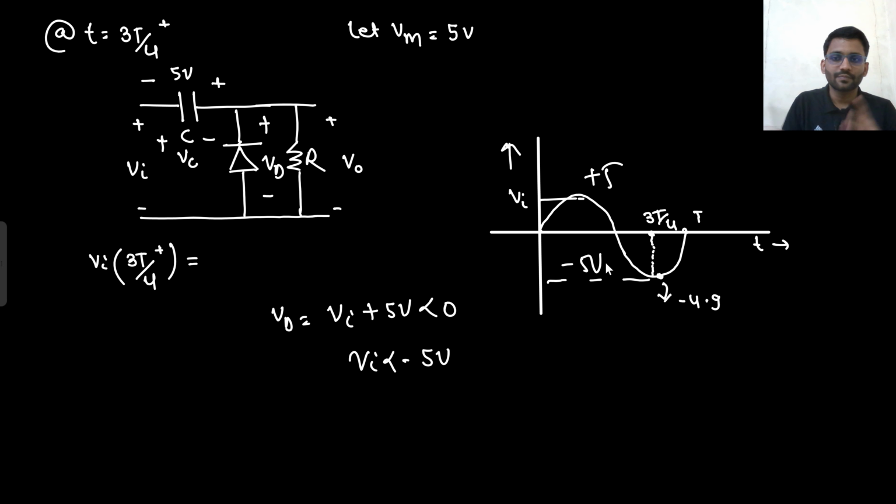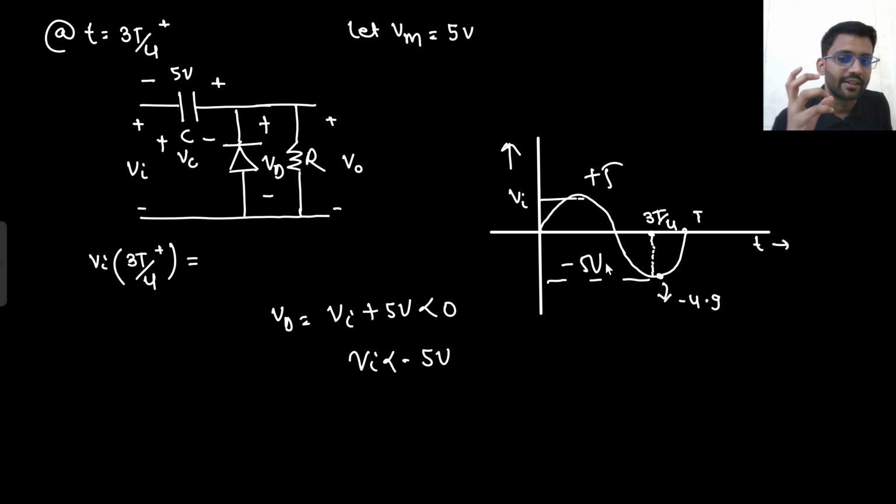What is happening? The capacitor was charged to 5 volt. Now suddenly my input got changed to minus 4.9. So what will happen? The diode will be having some positive voltage. That means the diode is turned off. Now I can analyze the further circuit, but I need to think about when my diode will turn on. If my diode is not turning on, that means my capacitor can never charge, never discharge. It will be at 5 volt only, right? This is what I need to think.